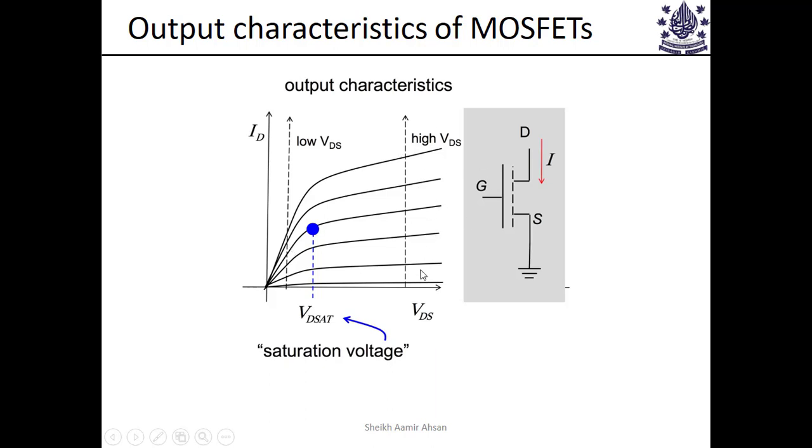As you keep on increasing VGS, the current increases. You'll see the current for each curve is increasing. After all, the y-axis does represent current. And so this is the linear region, this is the saturation region. Just keep that in mind.